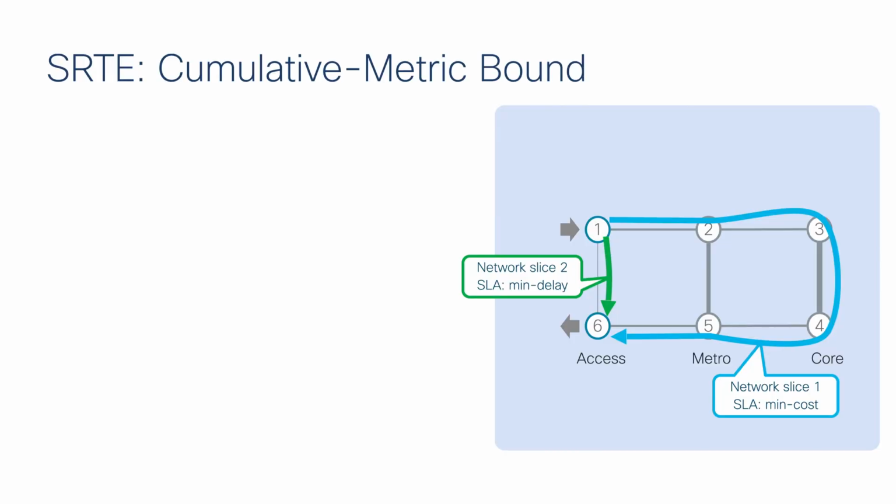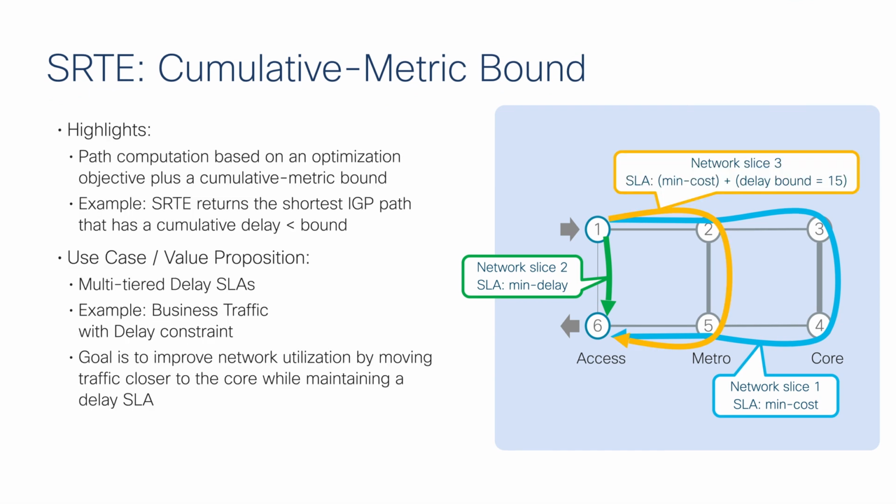For example, a head end can compute a path that will return the shortest IGP path to an endpoint that also qualifies of not exceeding a cumulative delay. And why is this important? Well, it allows the service provider to offer a multi-tier delay SLA offering, for example. For example, a business traffic may have a delay constraint. It's important to see that not all the traffic needs to have the absolute minimum delay. Some traffic may have a delay constraint that we do not want to exceed.